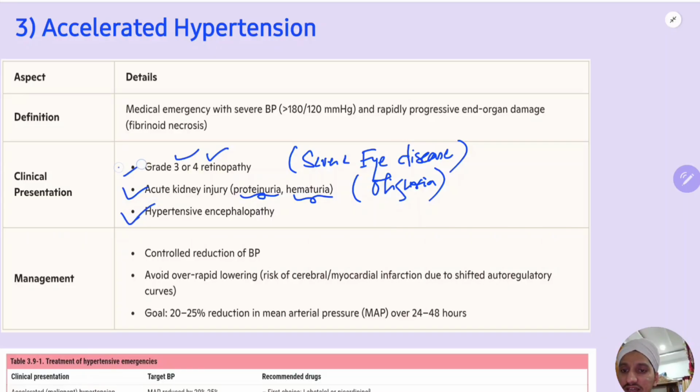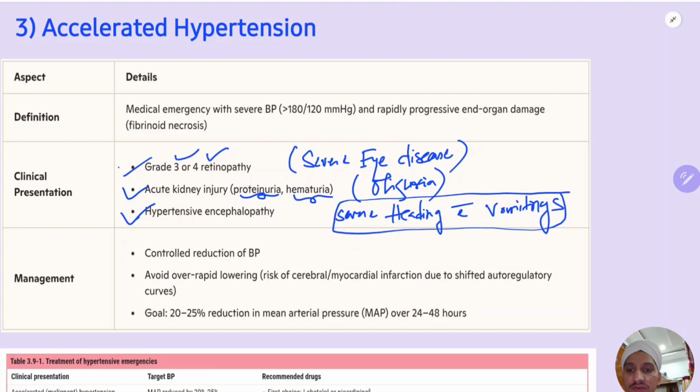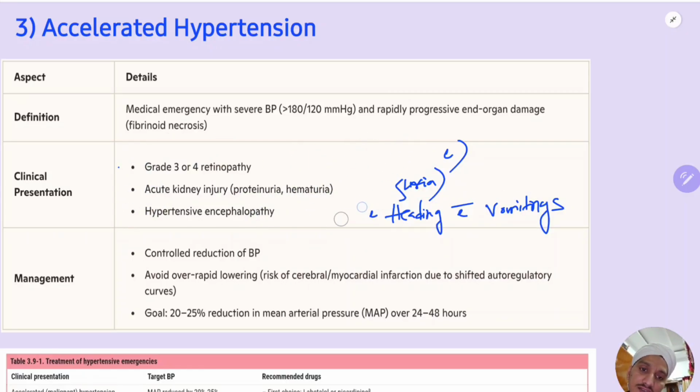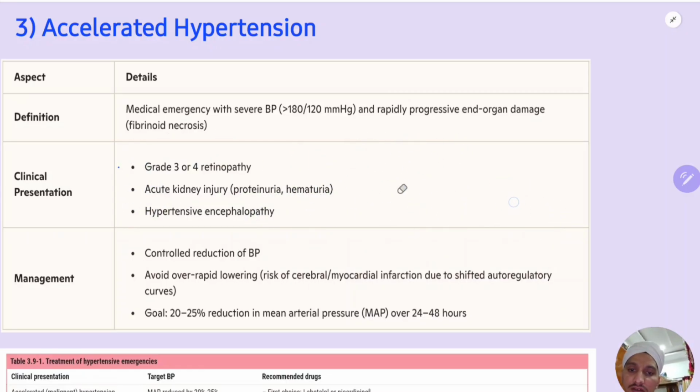Or the patient can present with hypertensive encephalopathy, where the patient will complain of severe headache with vomiting. So what is the presentation? Either, on fundoscopy, grade 3 or grade 4 retinopathy; urine routine or creatinine may be increased, so proteinuria, hematuria; and the third one is hypertensive encephalopathy. So mainly malignant hypertension affects the brain, eyes and kidneys.